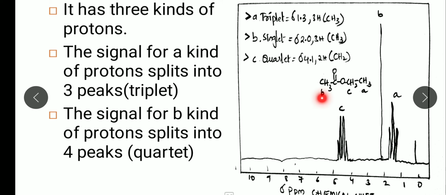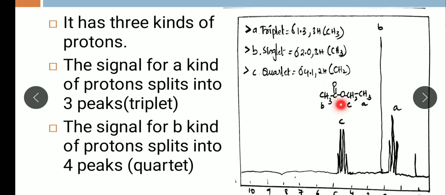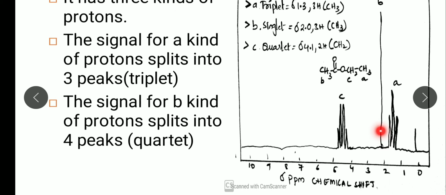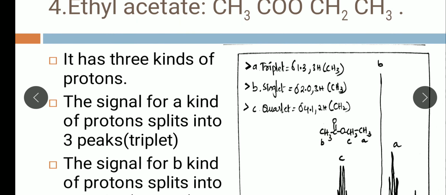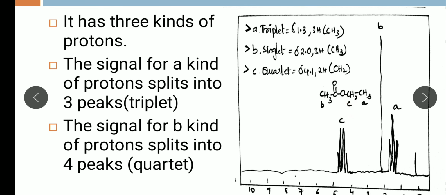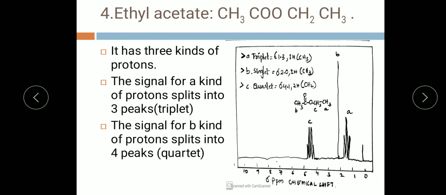And if we go for the B, that is CH3, there are no adjacent protons, only C double bond O is there. So this CH3, B, gives a singlet. No coupling takes place because there are no adjacent protons for these B type protons. If you go for the C type of protons, how many adjacent protons are there? 3. 3 plus 1, it gives a quartet. So C protons give a quartet at delta 4.1. So this is about ethyl acetate.